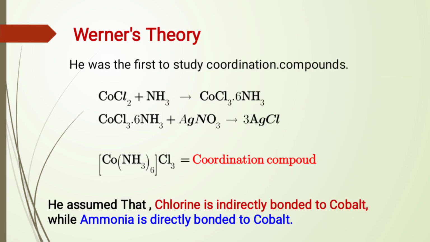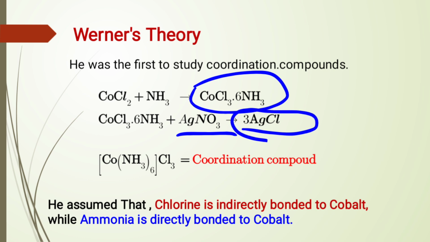Now Werner theory. Werner was the first scientist to study coordination compound successfully. What he did was react cobalt chloride and ammonia, and then he got CoCl3.6NH3. Then he further reacted this compound with silver nitrate, and he got 3 moles of silver chloride. I hope you understand this.